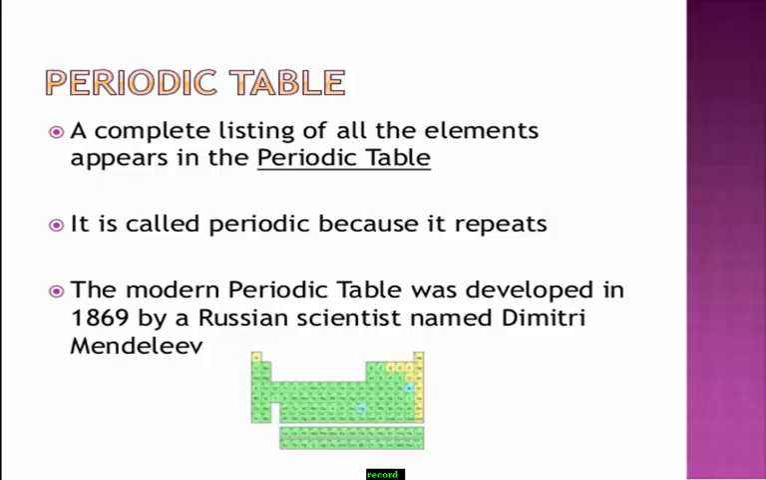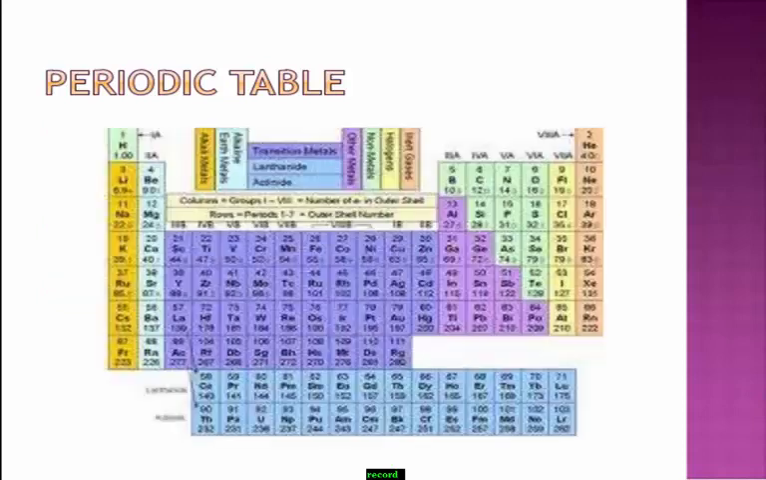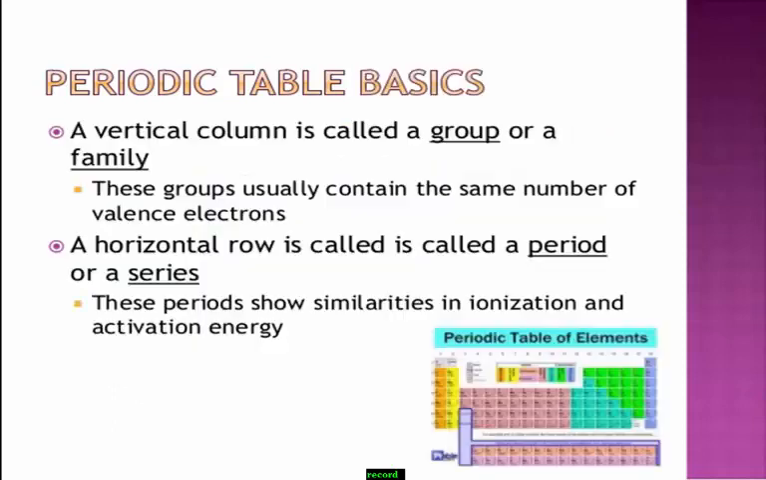Nowadays also the modern periodic table is used, and here the elements are arranged according to the atomic number, or by increasing atomic number, the elements are arranged in the periodic table. You see here different types of groups present in the periodic table, and it involves 18 groups in the periodic table. Next, periodic table basics.